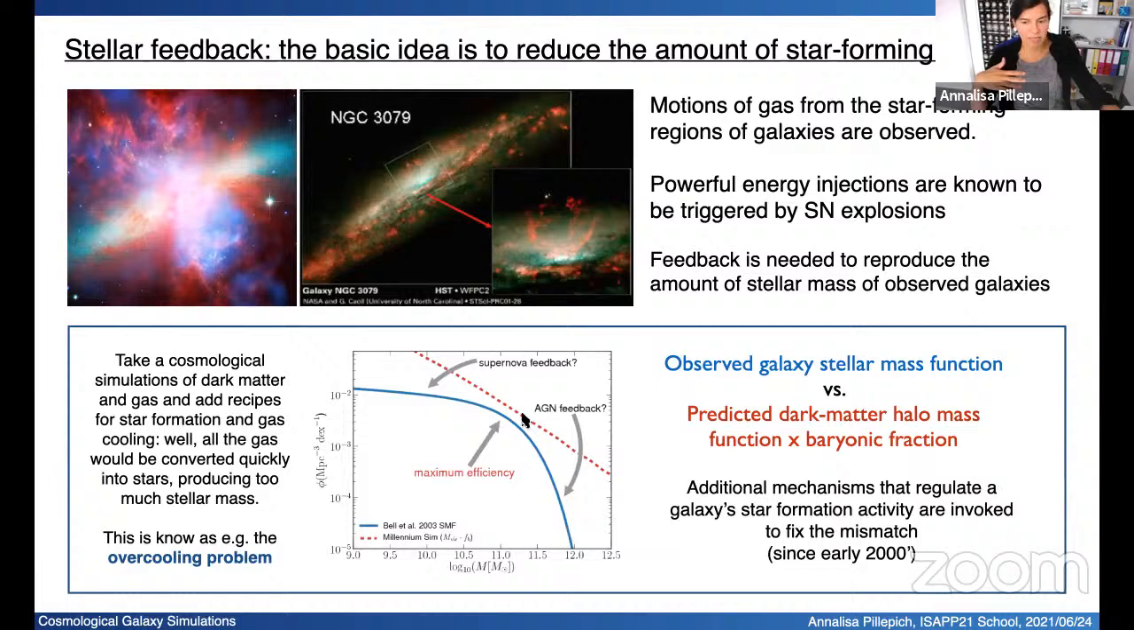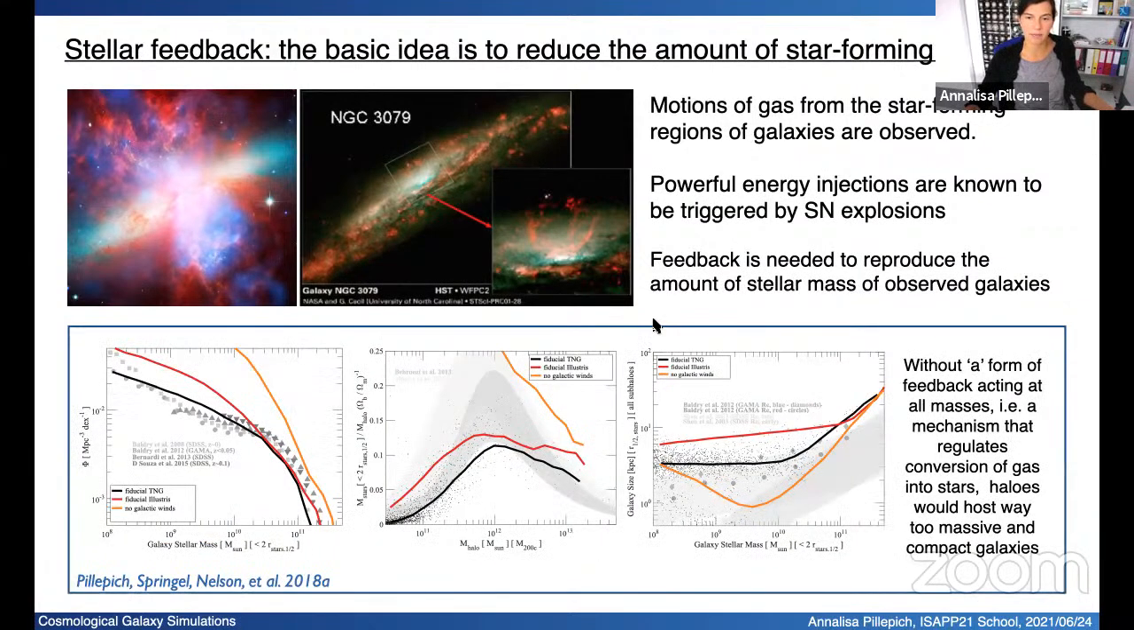And this is what would happen if you were to scale the predicted dark matter halo mass function by the cosmic baryonic fraction. So they're not the same shape. Something makes the dark matter halo mass function multiplied by the baryonic fraction bend into the observed galaxy mass function. And this is the feedback. All right, I'm going to skip the next.